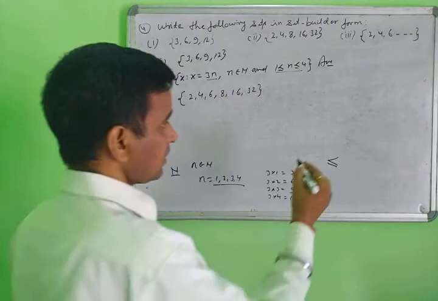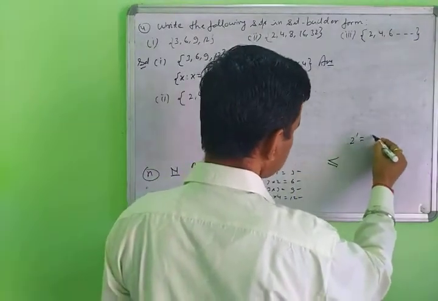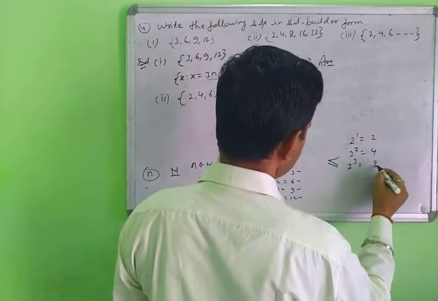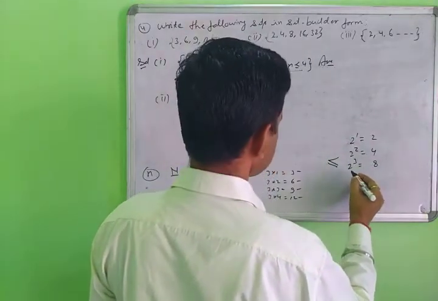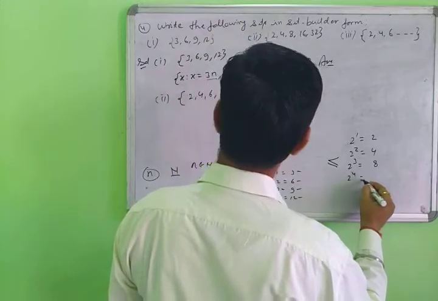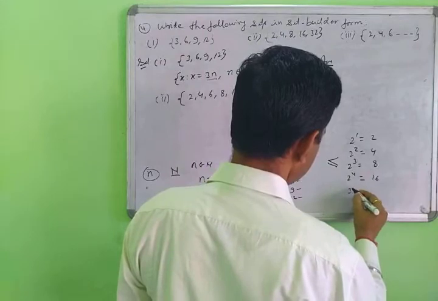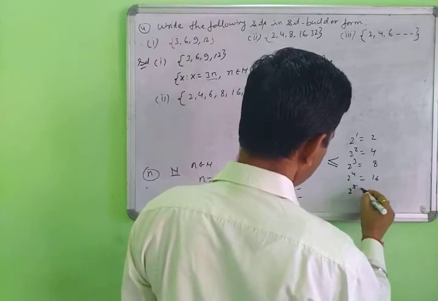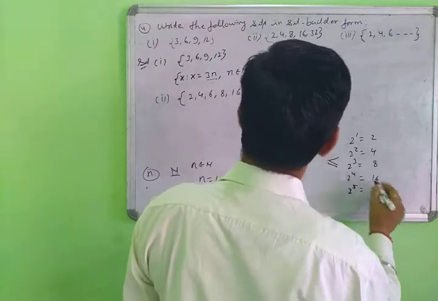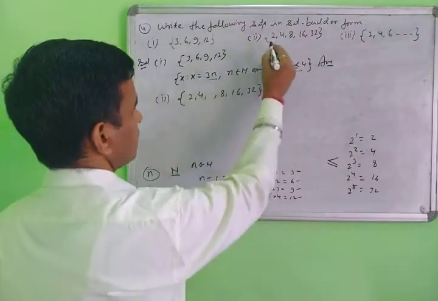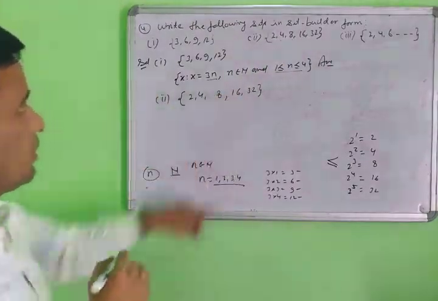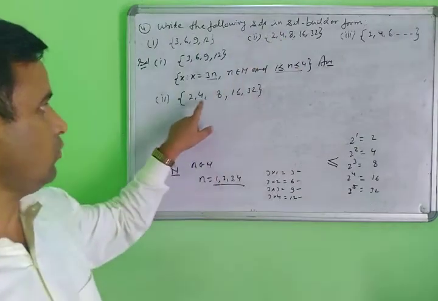It means when you put 2 exponent 1, it is 2; 2 exponent 2 is 4; 2 exponent 3 is 8; 2 exponent 4 is 16; 2 exponent 5 is 32. Here the elements are 2, 4, 8, 16, not 6, sorry. The elements are 2, 4, 8, 16, 32.